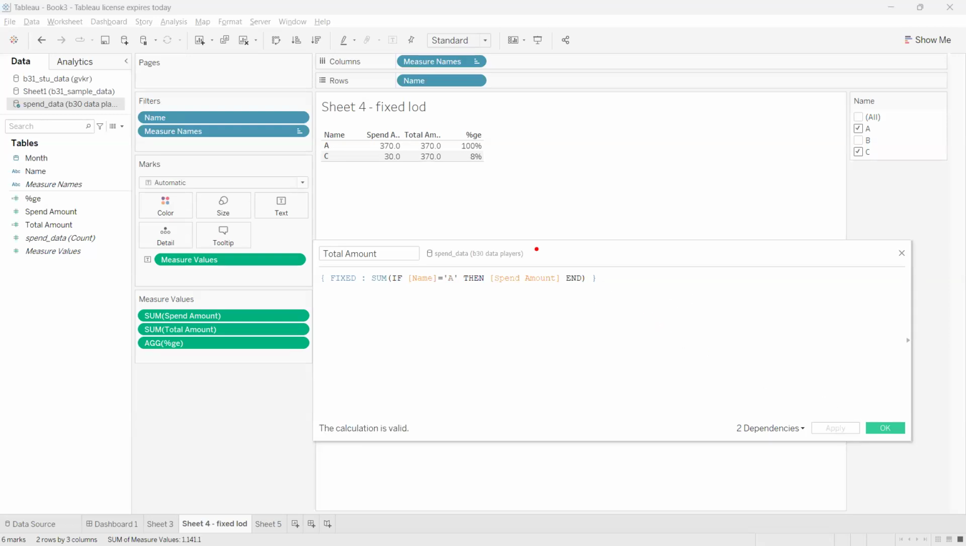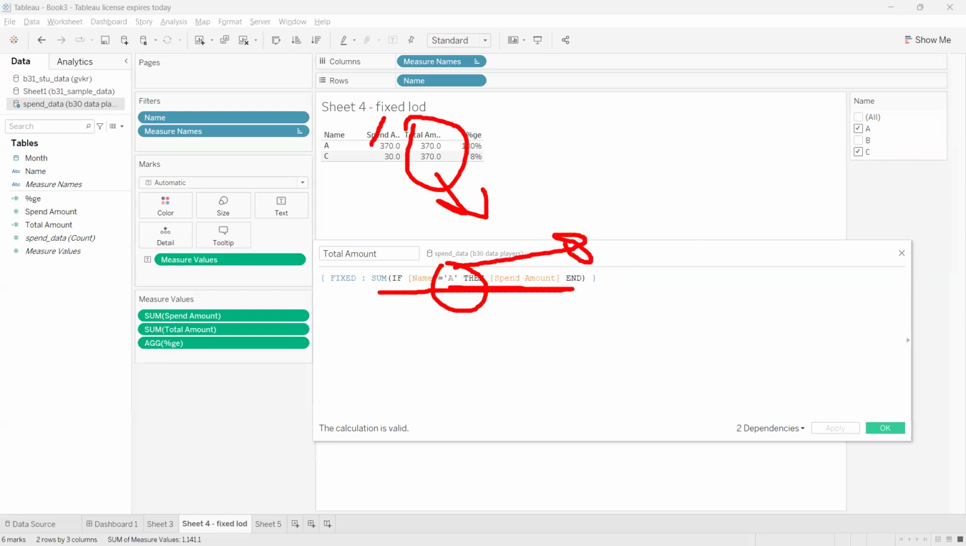Now also my fixed LOD, that is the denominator, will take the data only for person A. If you see, for person A, the spend amount is 370. Because of that reason, this fixed LOD is showing the total amount 370 here. It won't consider any other filters or any other values here. It will fix my aggregation for this person A only. For person A, what is the amount? 370. Because of that reason, it is showing the same amount everywhere.